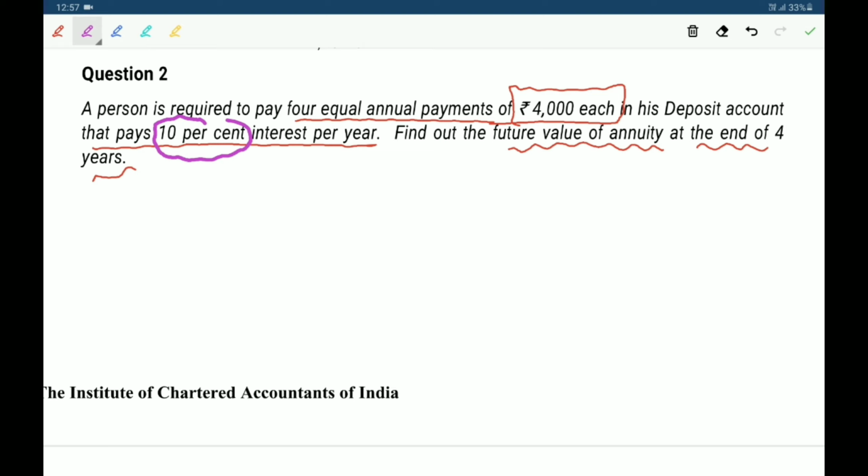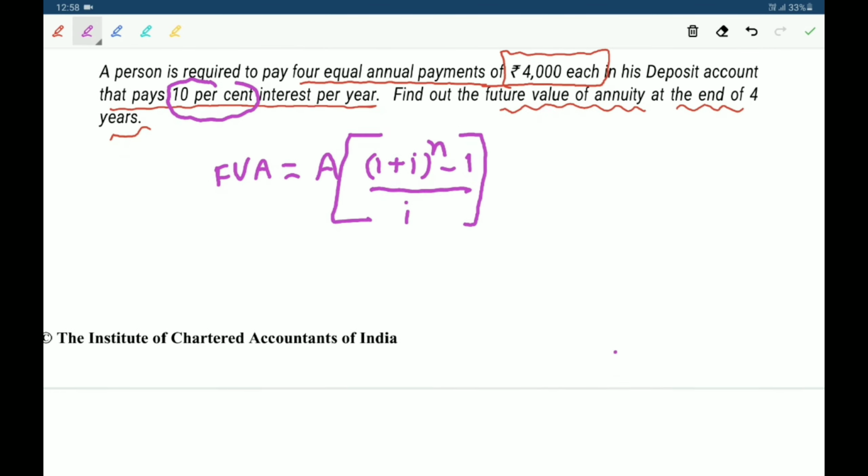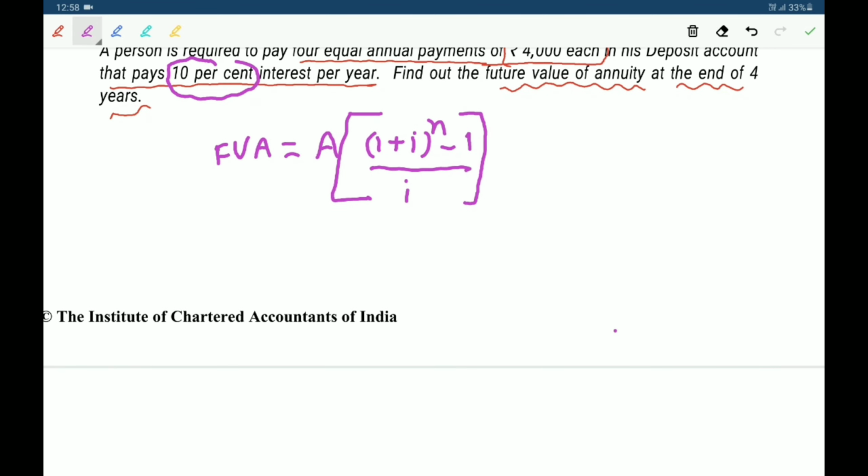Find out the future value of annuity. What is the formula for future value of annuity? Future value of annuity equal to A into (1 plus i) whole power n minus 1, by i. So this is the formula. Just substitute the numbers, we can get the answer.